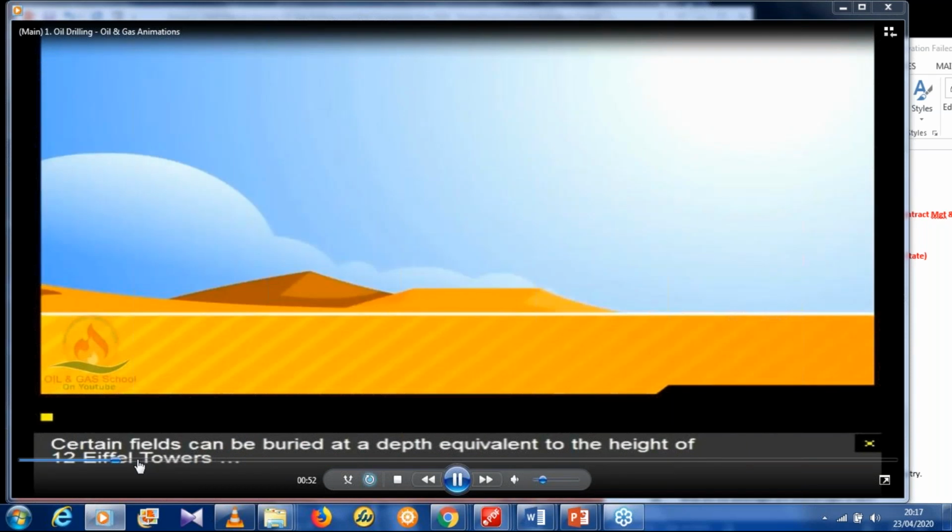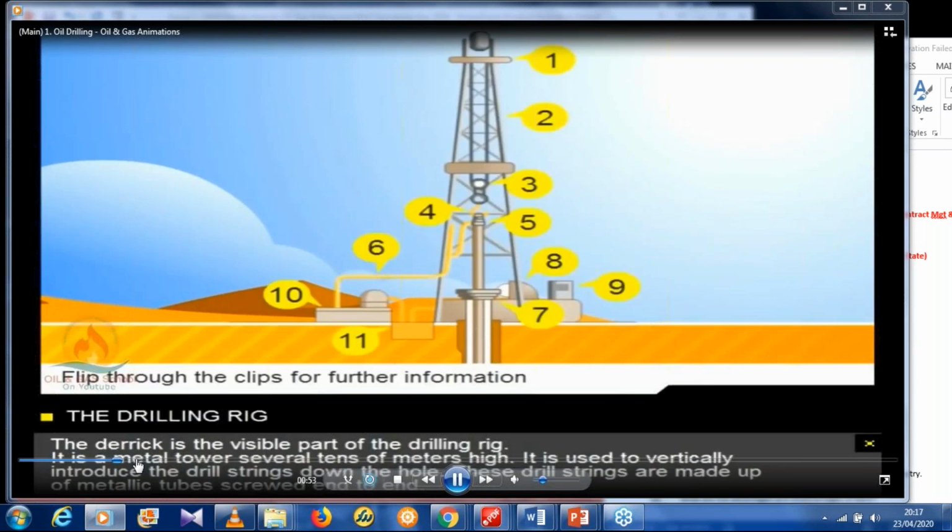Now we have different components of the rig. I'm starting from the derrick, which is the visible part of the drilling rig. For instance, it's usually like a metal tower, tens of meters high. Something almost like how your mast looks, yeah. Something of that nature, but bigger or thicker, and sometimes even higher.